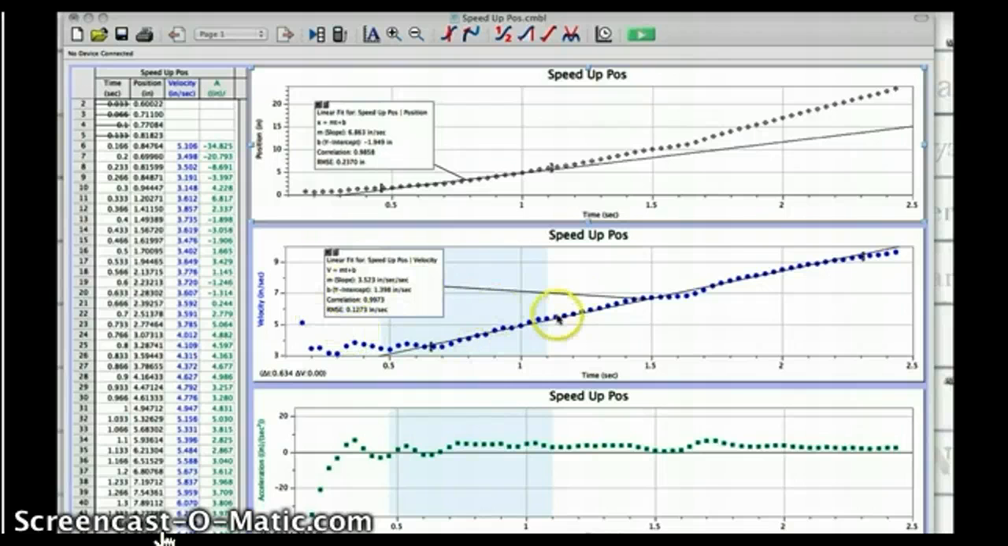Going back to the slope of this velocity graph, the slope here is basically being supported in the acceleration graph, which is also the derivative of the velocity graph. From these points, it's a straight line at roughly 4 inches per second squared. So it's a constant acceleration.